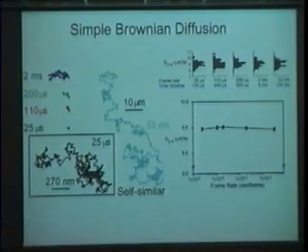So what happens? These were done with a Monte Carlo simulation as well. If you have simple Brownian diffusion, no problem. It's random diffusion, and it doesn't matter what rate you look at it. You get the same diffusion coefficient if you look at it at 25 microseconds or at 33 milliseconds, as long as it's free, simple Brownian diffusion.